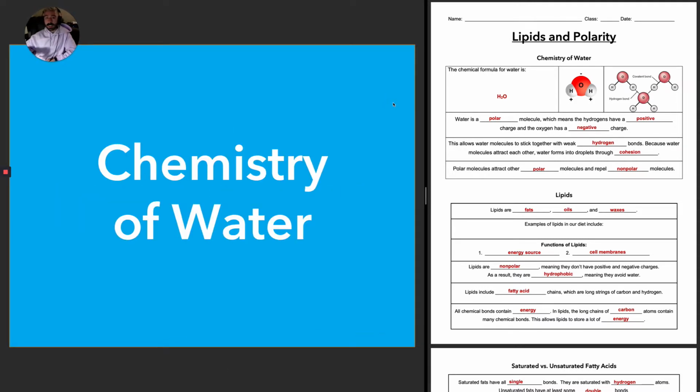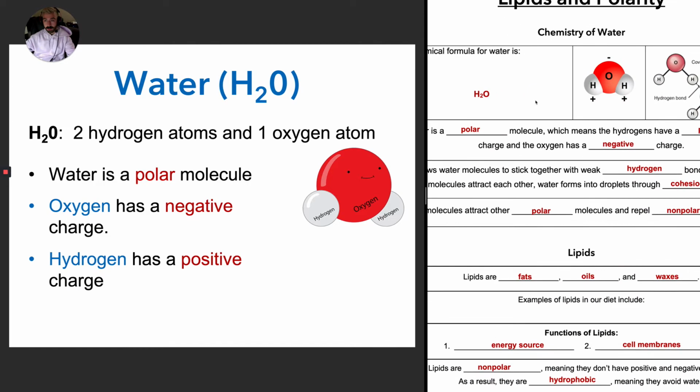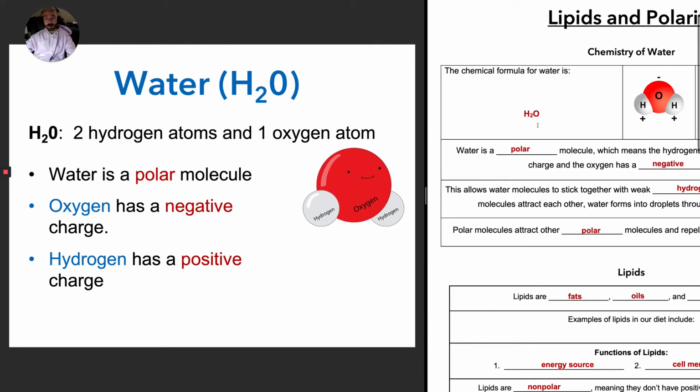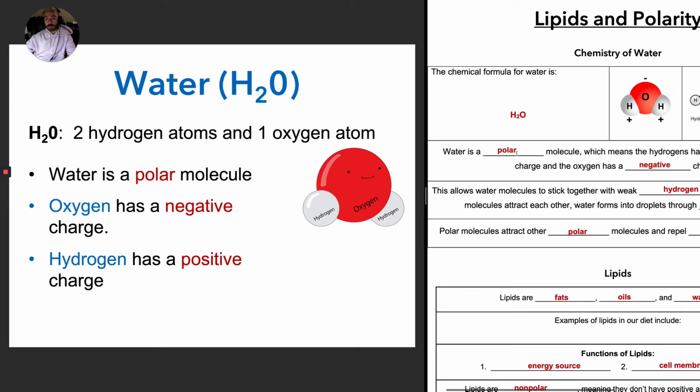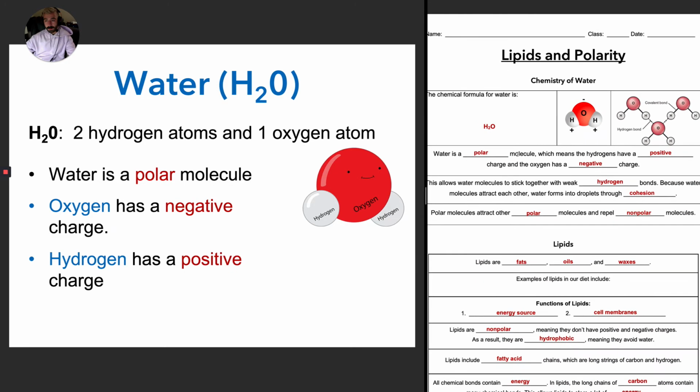So first and foremost, we need to talk about the chemistry of water. And so water, or H2O, and I will do my best here to zoom in on the notes. So H2O is water's chemical formula, and that means that there's two hydrogens and one oxygen, so H2O. And so here we see two hydrogens and an oxygen. So water is what we call a polar molecule. I think I can zoom in. There we go. That should be good.